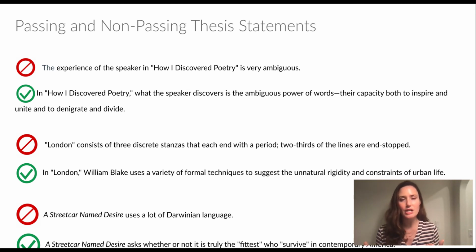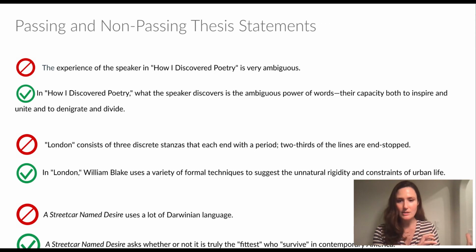Right now, it's just a high-level, insightful observation, but it's not making a debatable argument about the significance. Here's a better one. In London, William Blake uses a variety of formal techniques to suggest the unnatural rigidity and constraints of urban life. This one doesn't even list the specific techniques like stanzas ending with periods or end-stopped lines. The person could have listed them, doesn't really matter.